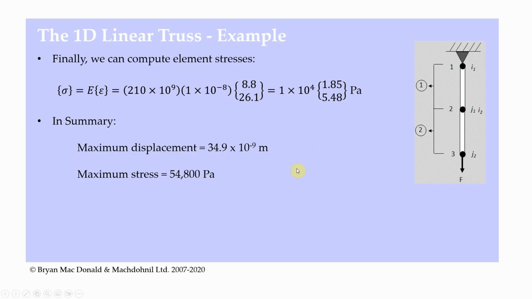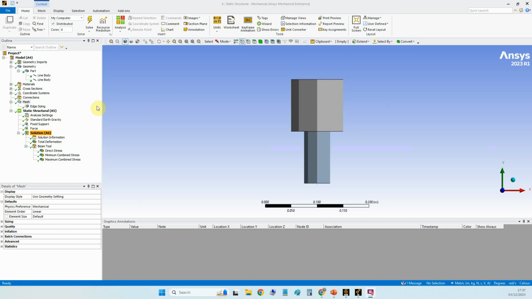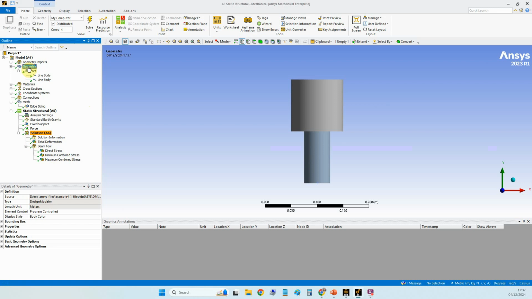What we're going to do now is take a quick look at ANSYS Workbench and show the same problem solved there, and show that we get more or less the exact same answer. Okay, so here I am in ANSYS Workbench, and I've built a geometry which is essentially based on the example we just looked at. We've got two truss elements. One has a bigger cross-sectional area than the other. I've assigned the materials as per the problem specification we just had there.